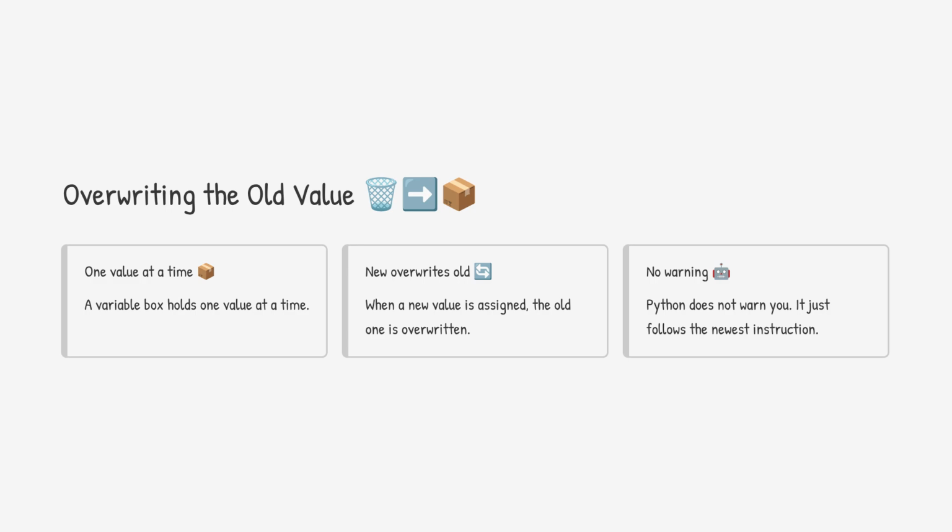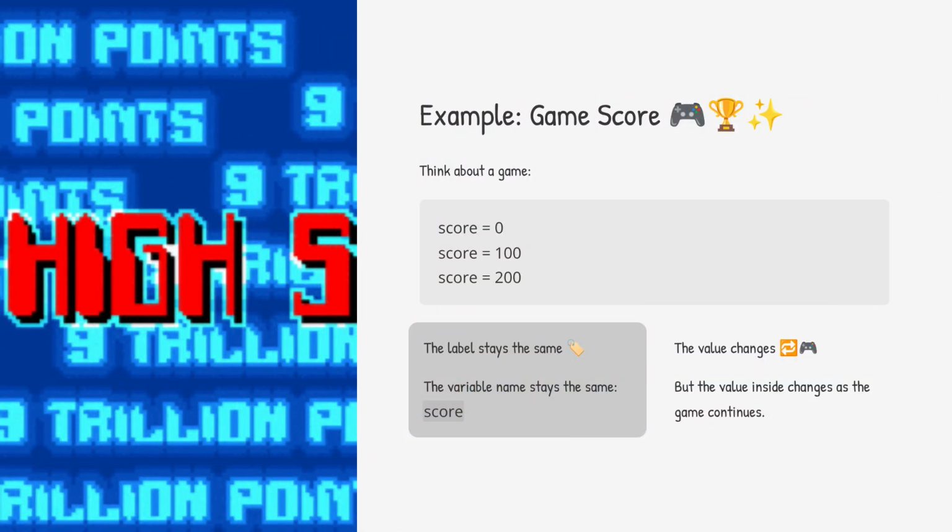That's wild. So if you were to type print name after that second line, it would output Jack. The computer has no memory that Elizabeth was ever there. That is slightly terrifying, but also incredibly powerful.